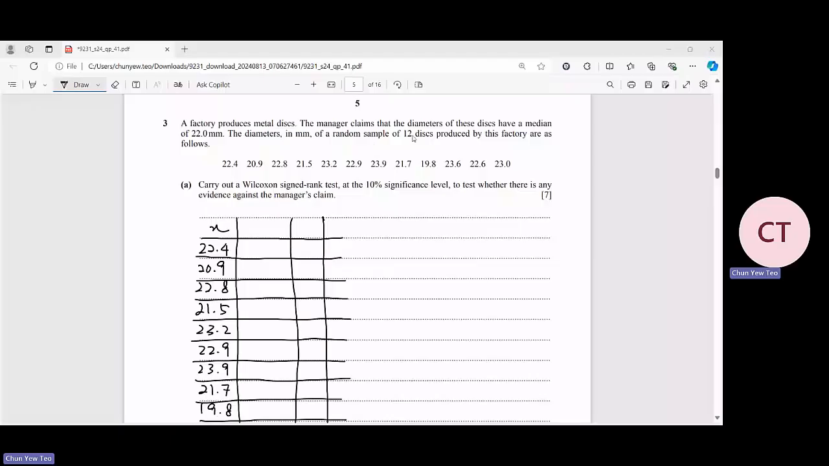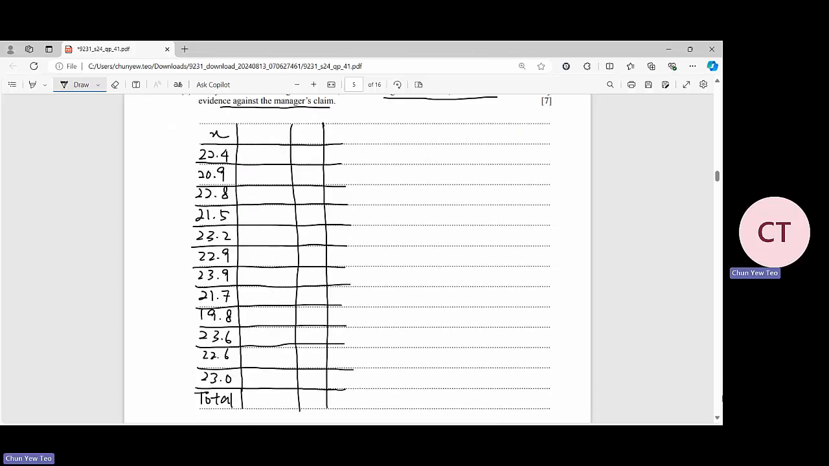We take a look at question number 3. The factory produces metal discs. The manager claims that the diameters of these discs have a median of 22.0 millimeters. The diameters in millimeters of a random sample of 12 discs produced by this factory are as follows. So these are the data given. Part A. Carry out a Wilcoxon signed rank test at 10% significance level to test whether there is any evidence against the manager's claim. To save time, I have drawn the table here earlier.